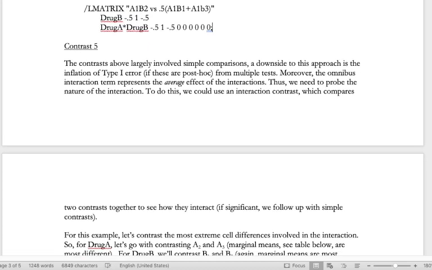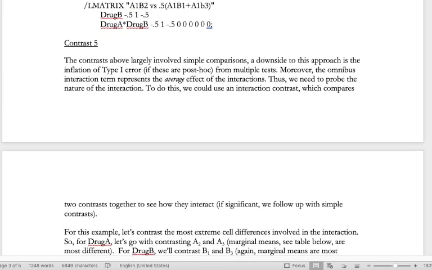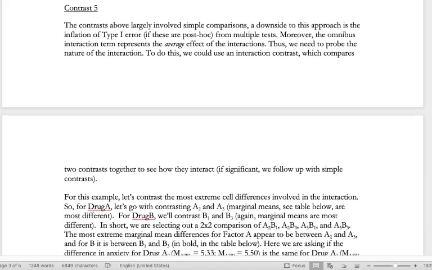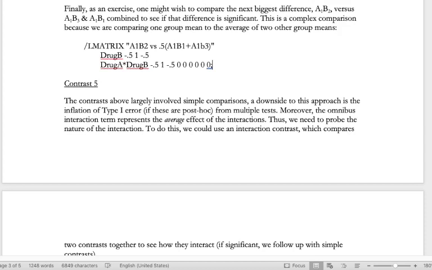We have a final type of comparison that we're going to look at here. Up until now, we've only been doing simple comparisons. Even this last one, where we're combining two, that's still a simple comparison, really, right? It's not an interaction contrast, because A is constant, right? That's why we only see drug B up here, because A is constant.